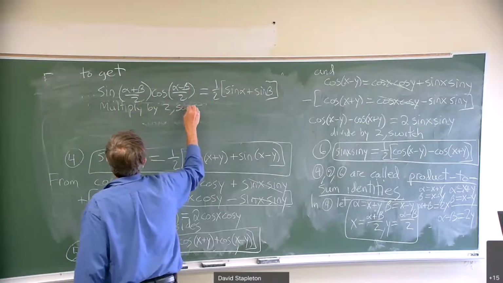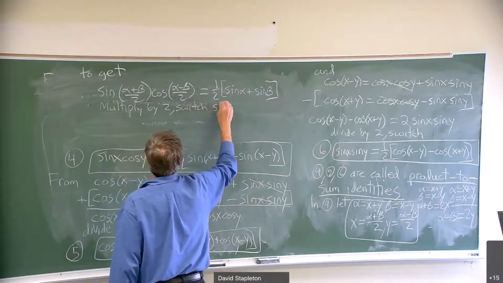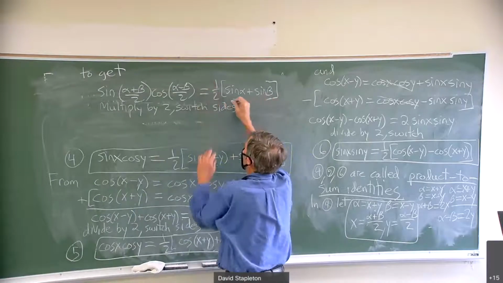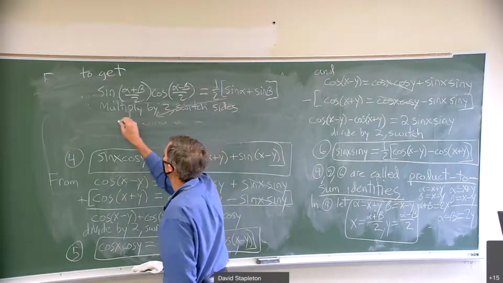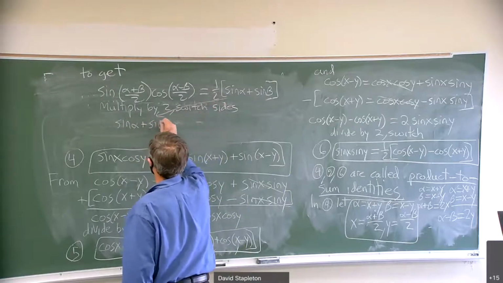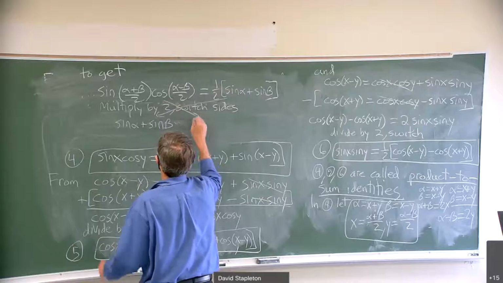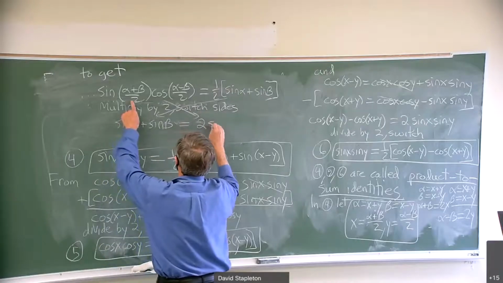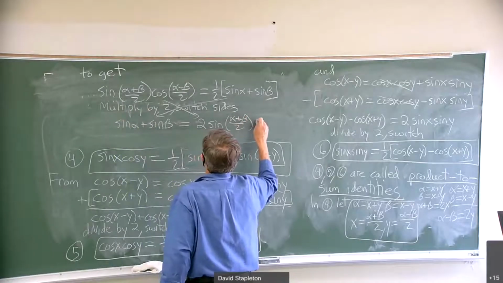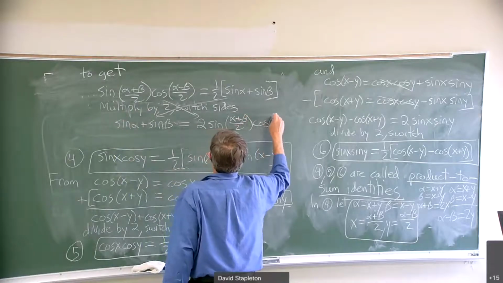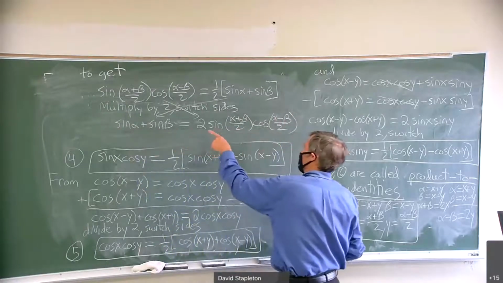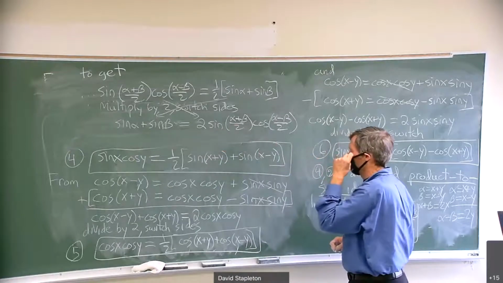And what am I going to get? I get twice this side is just sine alpha plus sine beta over on the left. So twice this side is over here. And then I want to put twice this side over here: twice sine alpha plus beta over 2, cosine alpha minus beta over 2. Here's how you convert a sum of sines into a product of a sine and a cosine.